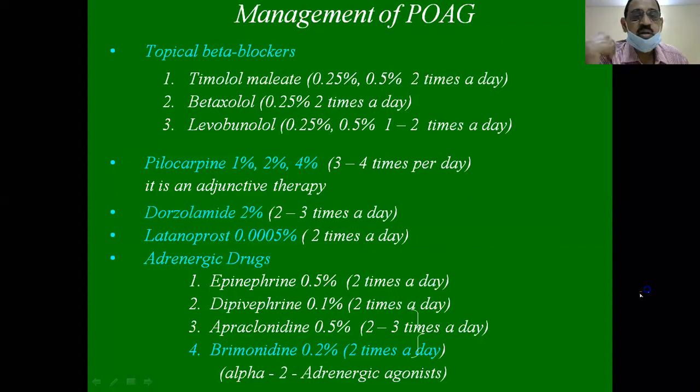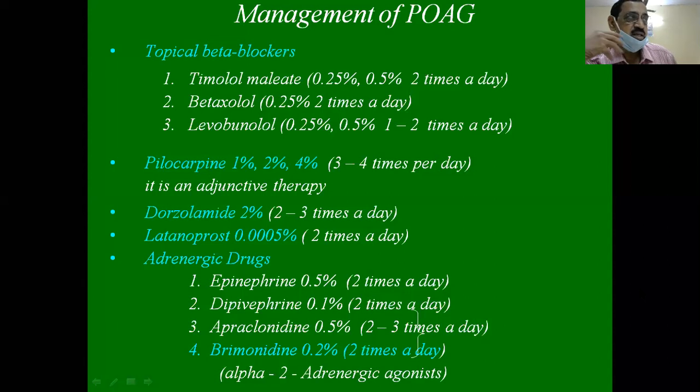And topical beta blockers: timolol maleate is a non-selective beta blocker, and it is contraindicated in case of asthma, COPD, and cardiac problems, congestive heart failure, and all these things. Timolol maleate normally is given in 0.25 to 0.5% solution twice daily.